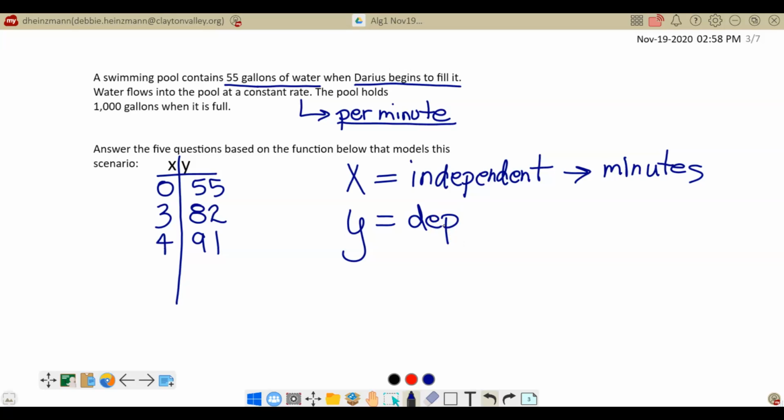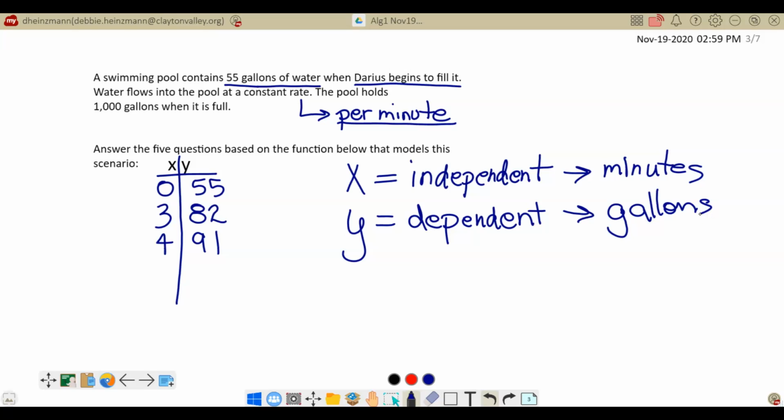And if you think about it, that makes sense. The number of gallons in the pool depend upon how long you fill it, right? The longer you fill it, the more gallons will go in. So our dependent variable is gallons. Cool. Got number one out of the way. Let's go to the next one.